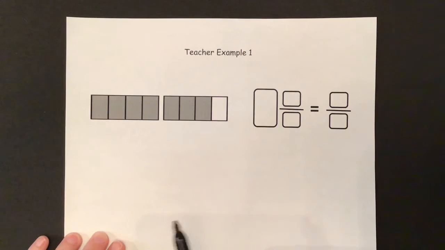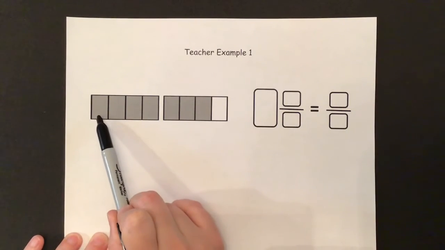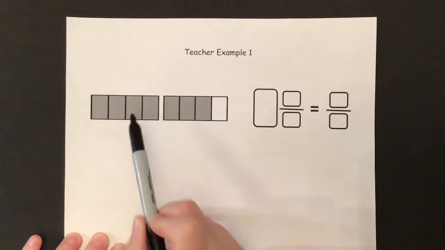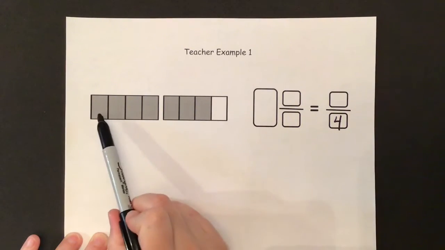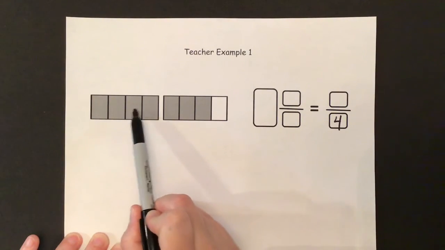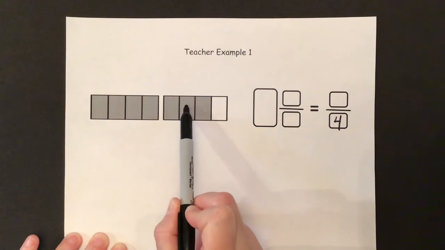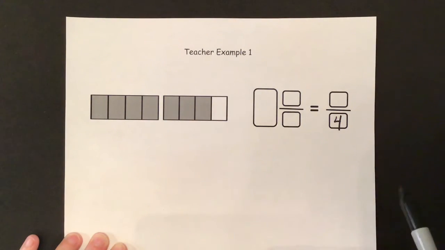So if I look at this picture, I can see that the whole is split up into 4 pieces. So that's the denominator. And I have 1/4, 2/4, 3/4, 4/4, 5/4, 6/4, 7 of those pieces. So 7/4. And now we're ready to figure out the mixed number name.